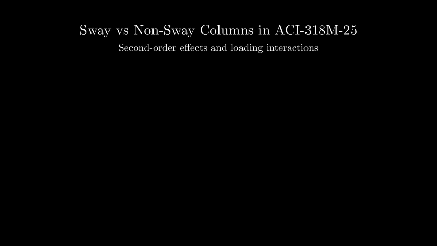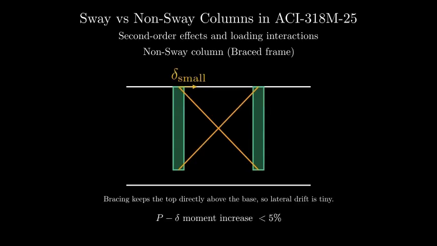We begin with the non-sway column, also called a braced column, under ACI 318M25. Bracing is like a sturdy rail that keeps the top of the column above the bottom, so the frame does not lean. Any P-delta effect in this setup stays very small, and the code limits the increase in moment to under 5%.